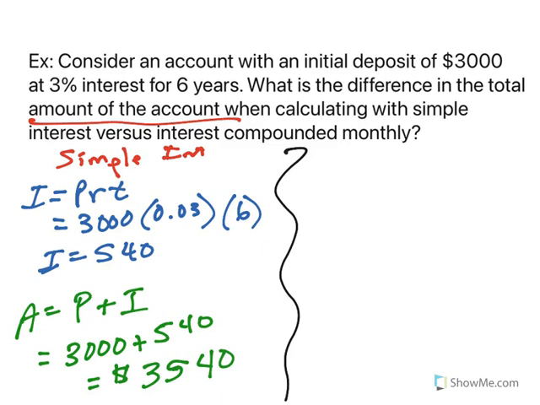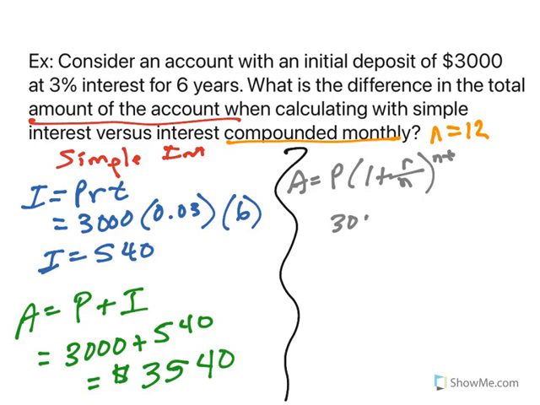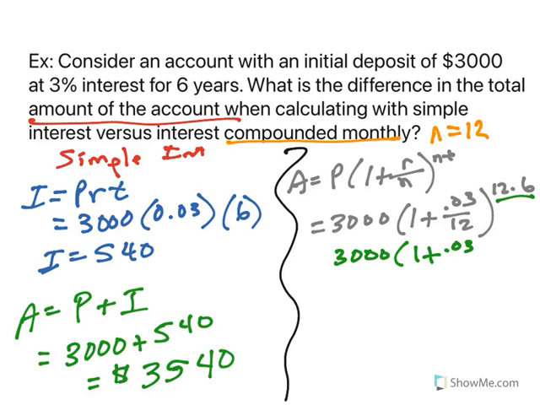Awesome. Okay, now we are going to go this way and we are going to compound monthly, which means N is 12. So let's go ahead and plug that into our formula. So the ending amount is principal, 1 plus the rate over N, to the N times T power. Okay, so I have 3,000 times 1 plus 0.03 over 12 raised to the 12 times 6 power. Now, order of operations is important. So it's important to say, okay, I know that 12 times 6 is 72. If you put this all in your calculator at one time, just make sure you put those in parentheses.